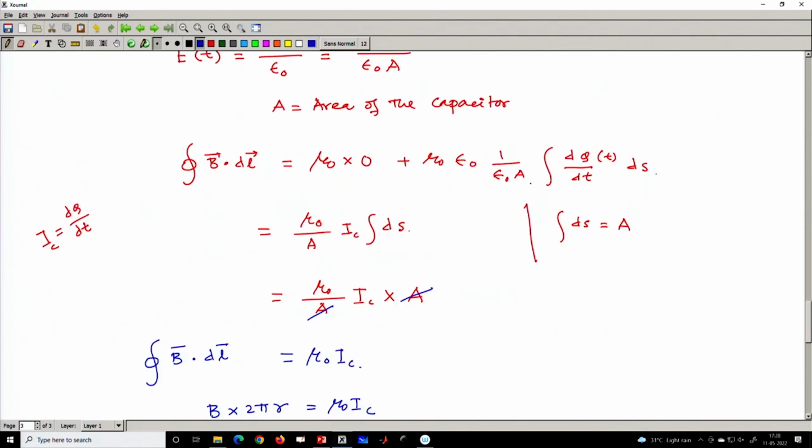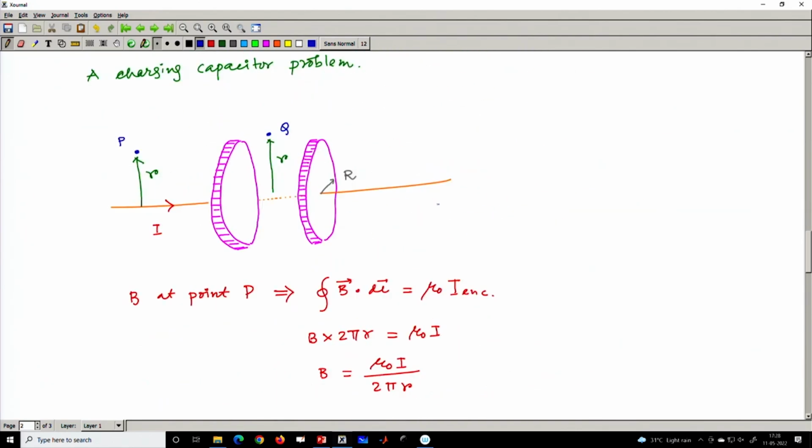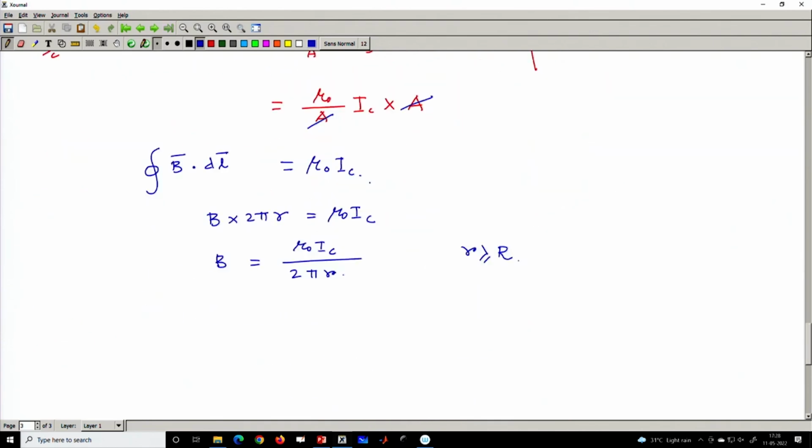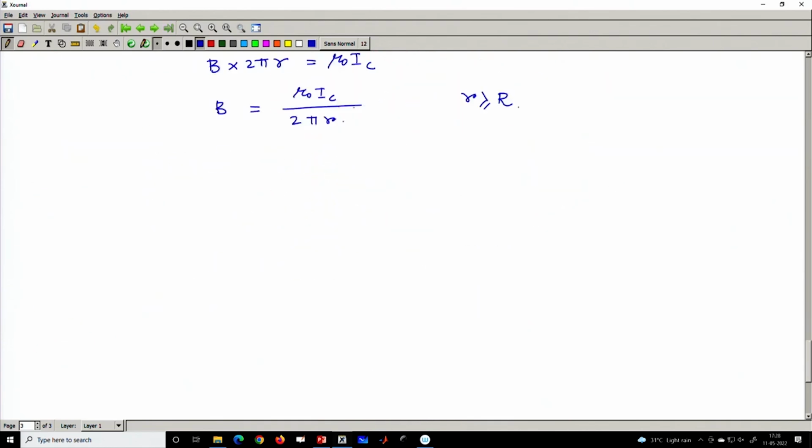So, that means whatever magnetic field I am getting here, the same magnetic field one should get by considering the displacement current concept. Now, another question is there, what should be the B when r is less than R, that means in between the capacitor.